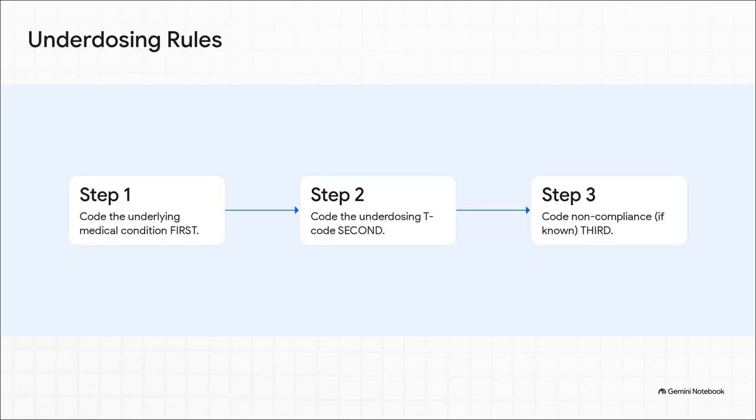And then we have underdosing. If a patient is underdosing, you sequence the underlying medical condition they are being treated for first, the underdosing code second, and any known non-compliance code third. Underdosing simply means taking less of a medication than is prescribed, or just deciding to stop taking it entirely on their own initiative. The golden rule here: an underdosing code should never, ever be assigned as a principal or first listed code. If a patient's underlying condition relapses because they stop taking their meds, you code that relapsed medical condition right up front in slot 1.